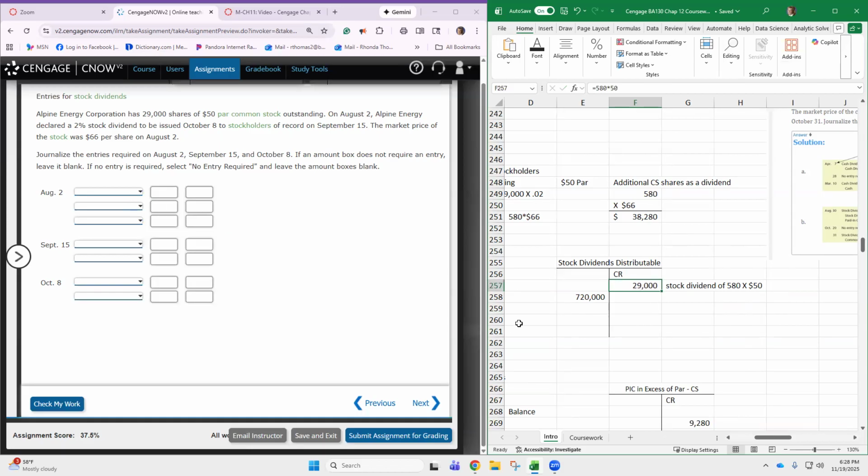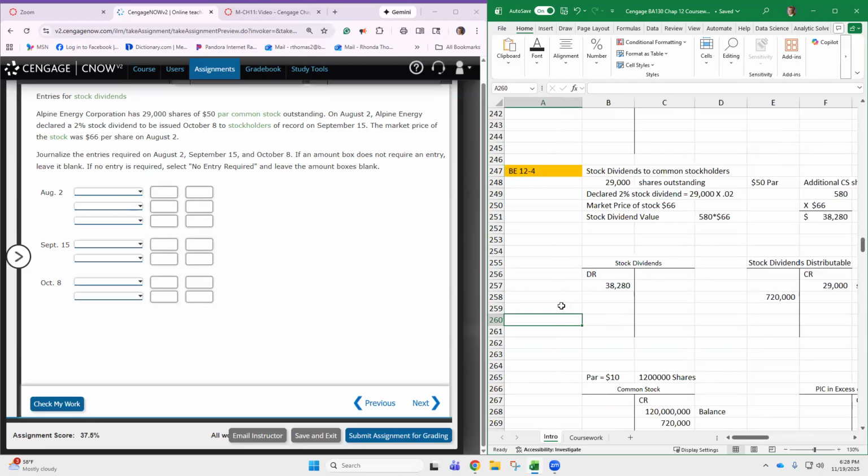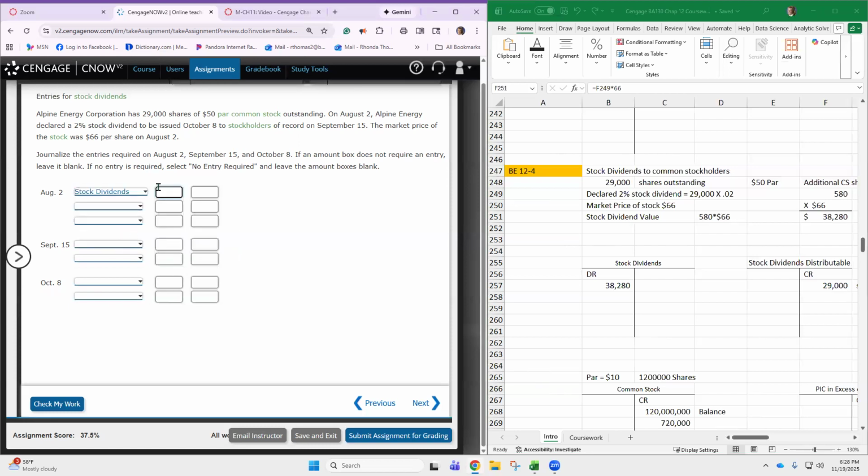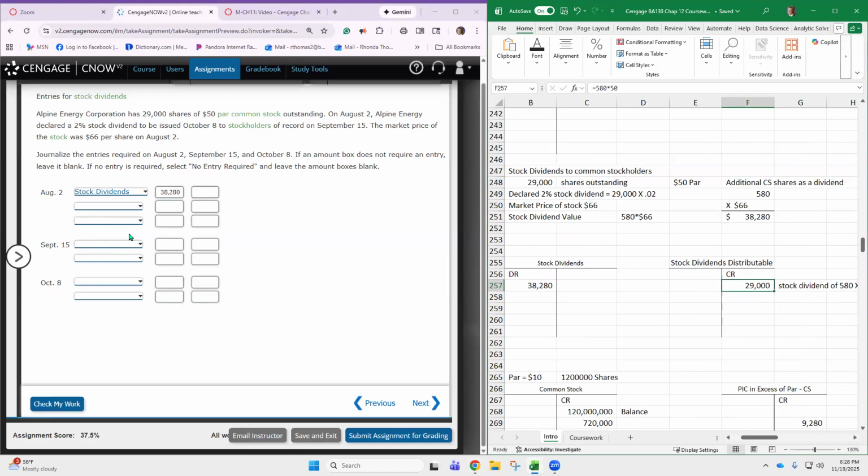So let's put the stock dividends as the whole amount, the whole amount of the dividend that we found up here. The stock dividend value goes in stock dividends. Let's key that in, 38,280. And then part of the rest, we got two credits. So we're doing 29,000 because that's the additional shares times its par.